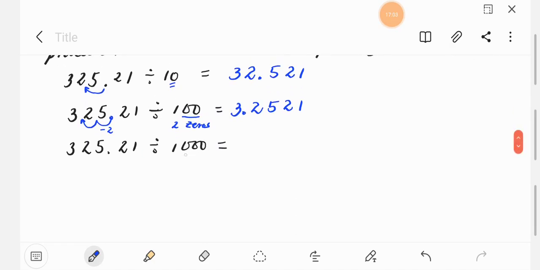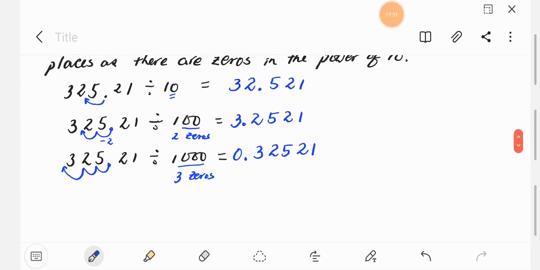Okay, let's try one more. So divide the same number by 1000. Then 1000 has 3 zeros, right? 3 zeros. So make the original number smaller. How much smaller? 3 decimal places smaller. So move 3 decimal places to the left. So it will be 0.32521. Simple, isn't it? Very simple.